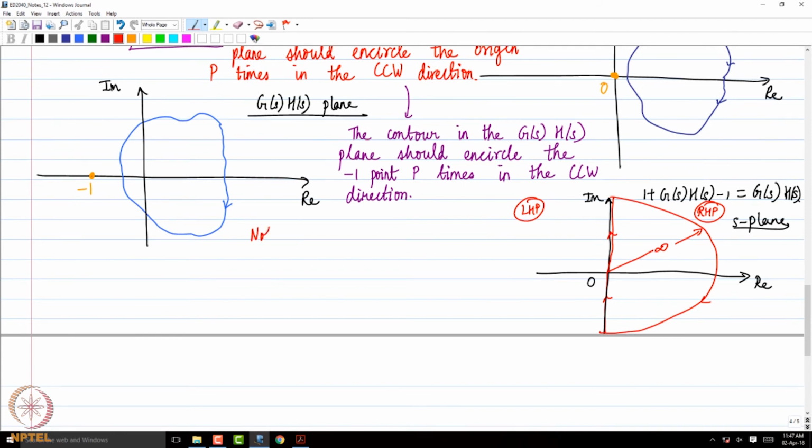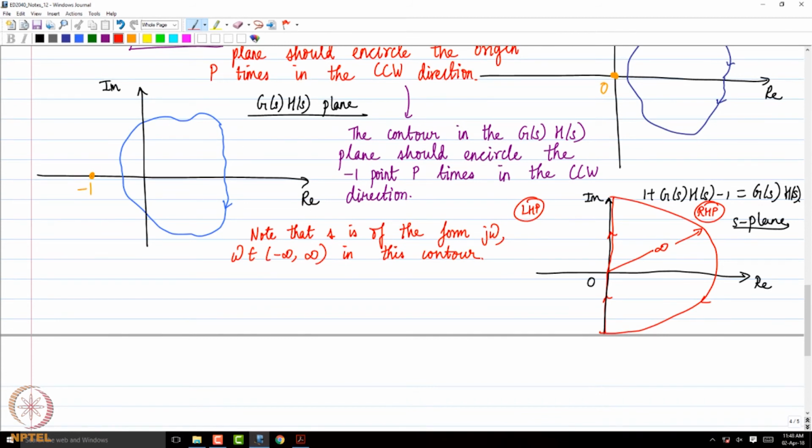So note that s is of the form j omega, right? Omega belonging to minus infinity to plus infinity, in this contour. Is it not? Anyway, when s sweeps the arc of infinite radius, g of s h of s is a finite number. It's going to be the same point. That's the consequence of causality, right? We are assuming that the system is causal. So as a result, when I go on the arc of infinite radius, g of s h of s will be at a point. That's it, right? It's not going to vary.